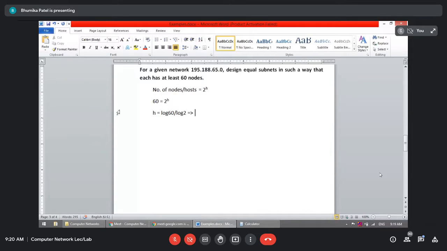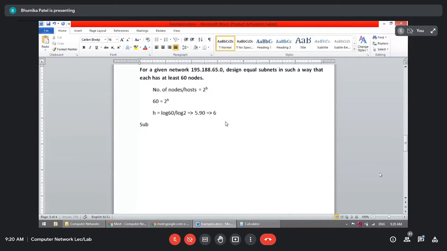It is 5.90, right? It is nearly 5. So it will be 6. We can convert 5.9 into 6. That means the number of zeros in the subnet mask will be 6. We are getting how many zeros in the subnet mask? 6, because we have found the value of h, not n.